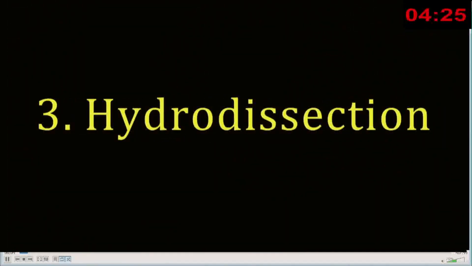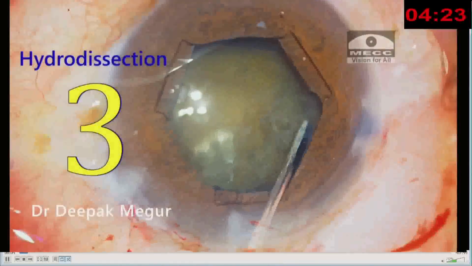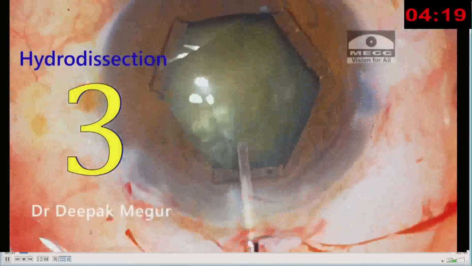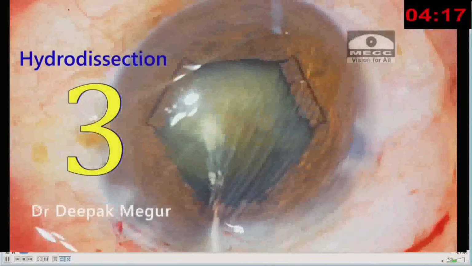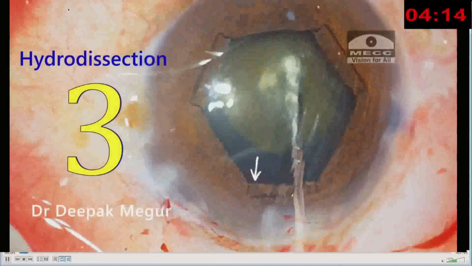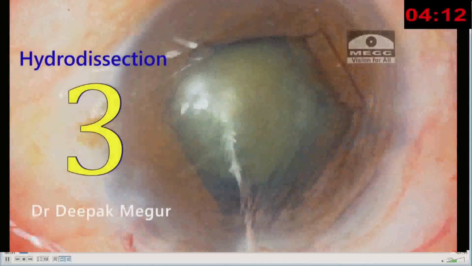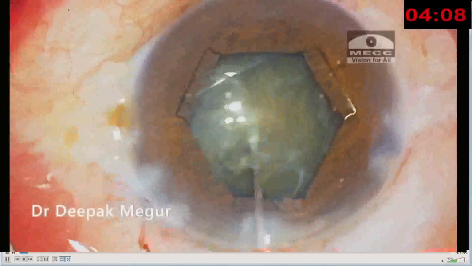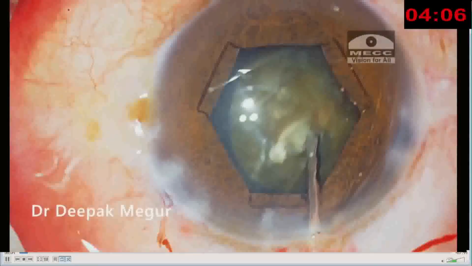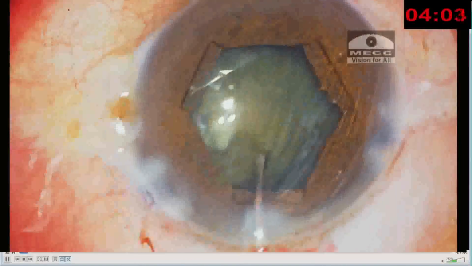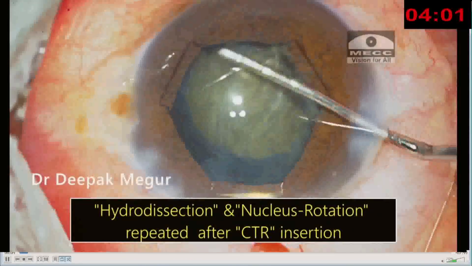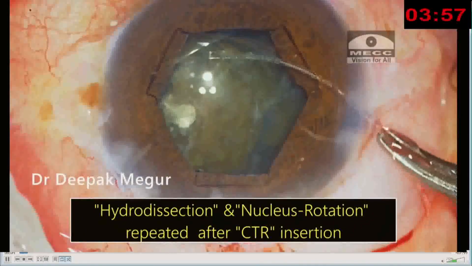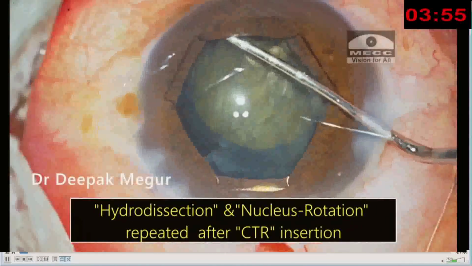Getting a good hydrodissection is mandatory. I always keep an eye on the bag, monitoring its behavior when I nudge the nucleus, and I repeat the hydrodissection until I am certain that the nucleus cortex complex is totally devoid of any attachment with the capsular bag. Mind you, in such eyes the cortex is extremely sticky, and it will be sticking onto the capsular bag. Many times I repeat hydrodissection and nucleus rotation after the CTR insertion, which makes it much easier and safer.